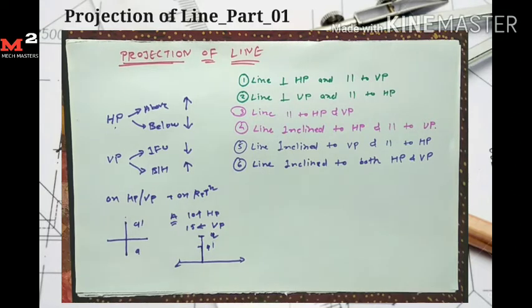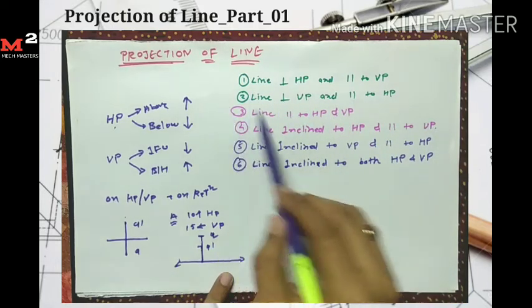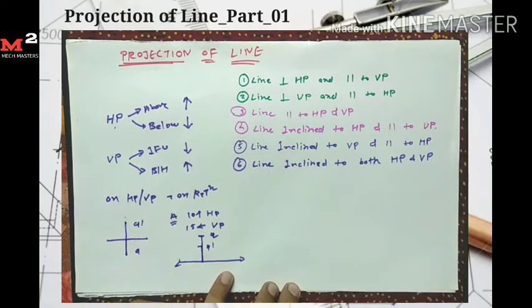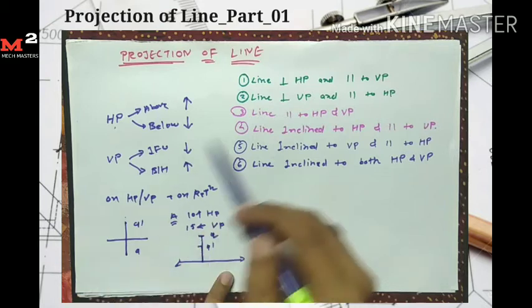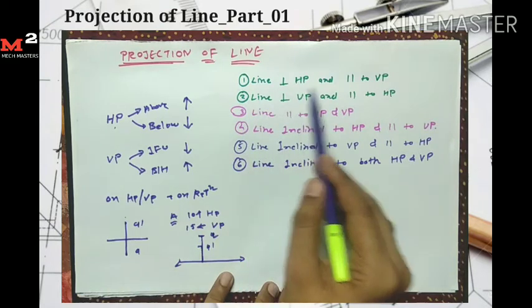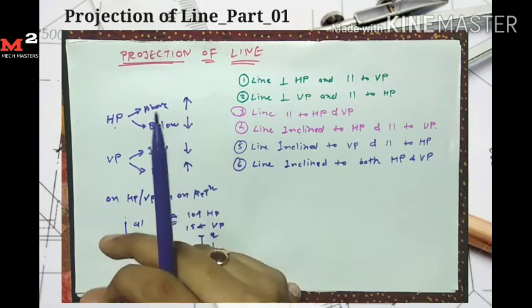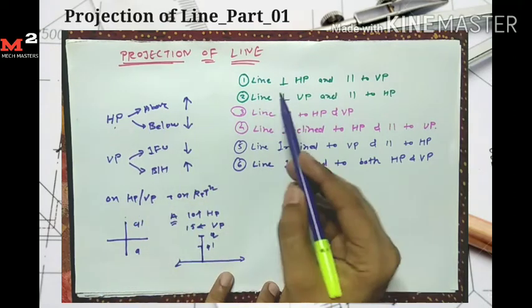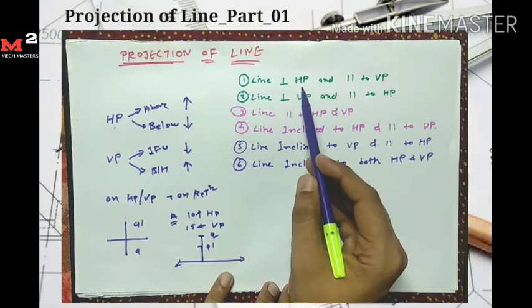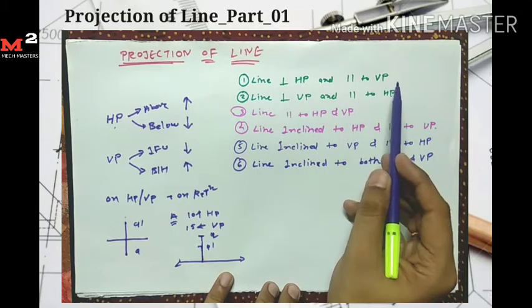Now we come to today's topic, projection of line. In this topic we learn 6 different cases to understand the different conditions for the line. First case is line perpendicular to HP and parallel to VP. We know about the two principal planes, horizontal plane and vertical plane. The first case is line perpendicular to the horizontal plane and parallel to the vertical plane.